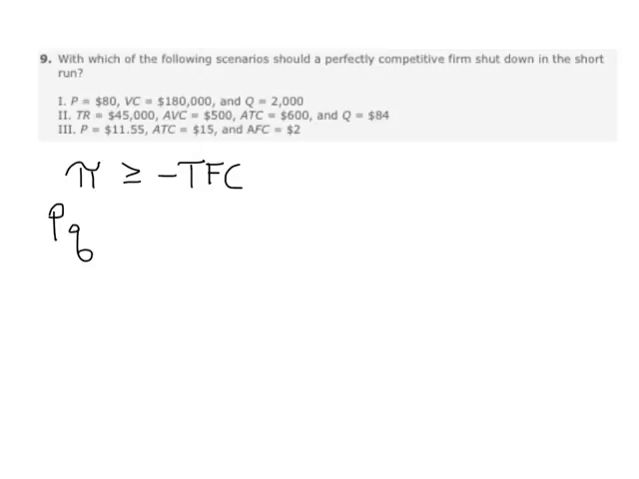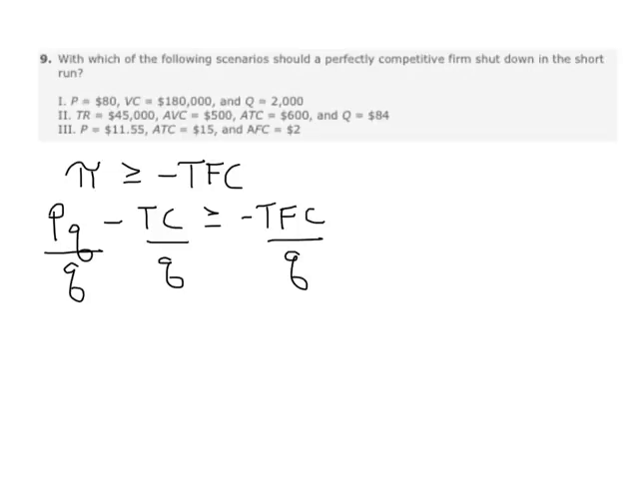Profits can be expressed as P times Q, where small q is the output of the firm, minus total costs, and then as long as those are greater than or equal to the loss of your total fixed costs, it'll make sense to operate. Notice we can divide both sides of that inequality by Q. So what happens then is those Q's cancel, so P minus total cost divided by Q, well, that's average total costs. And then as long as that's greater than or equal to the negative of, notice total fixed cost divided by quantity is average fixed costs. So that's how we get it into the usual framework, just dividing through by Q.